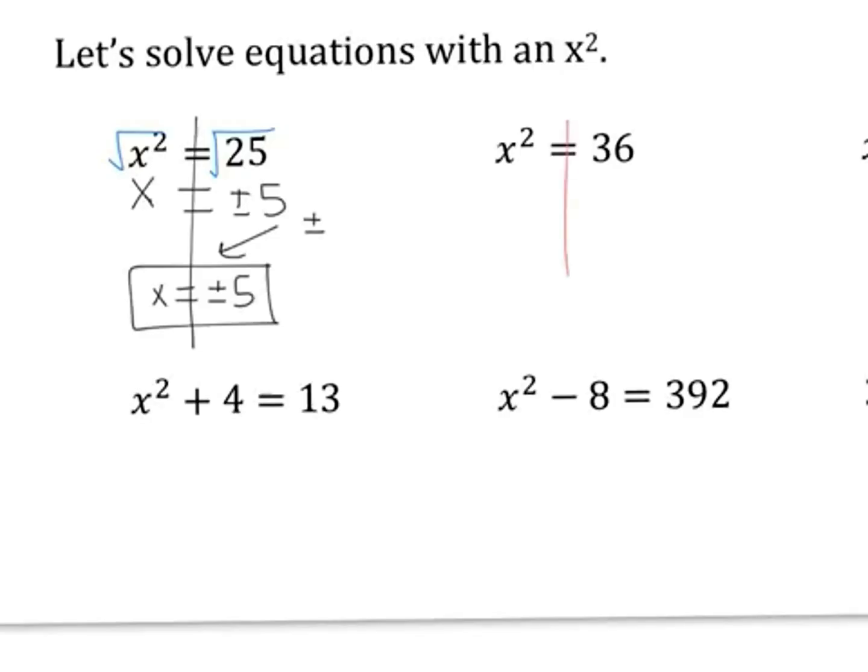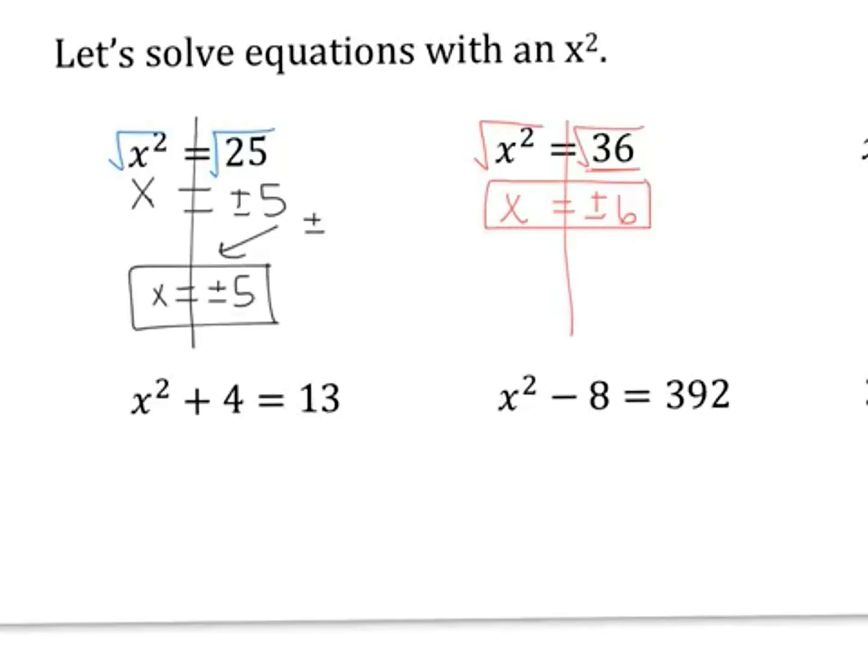Looking at this next example, x squared equals 36. Again, to undo something being squared, I want to take its square root. When I do that, on the left-hand side, I am just left with x. And on the right-hand side, the square root of 36 is plus and minus 6.